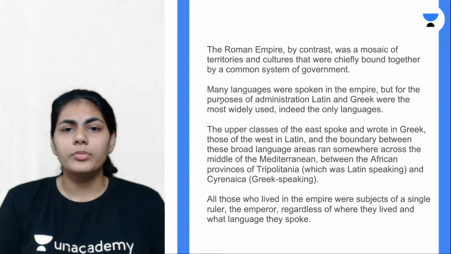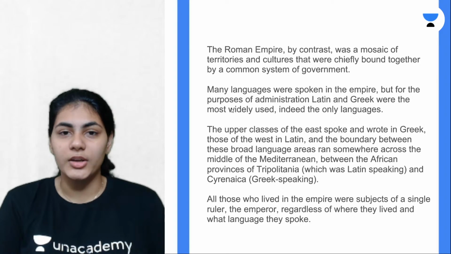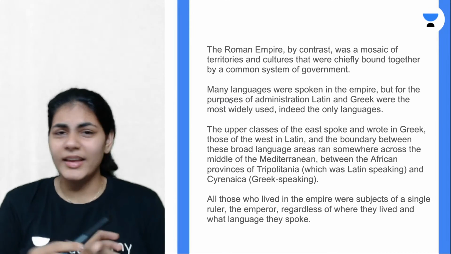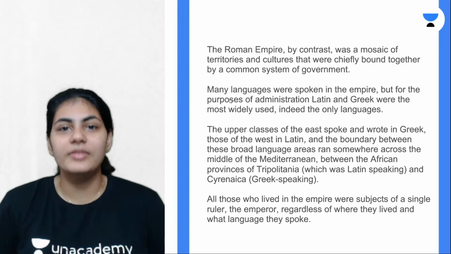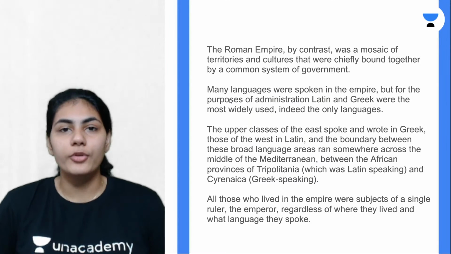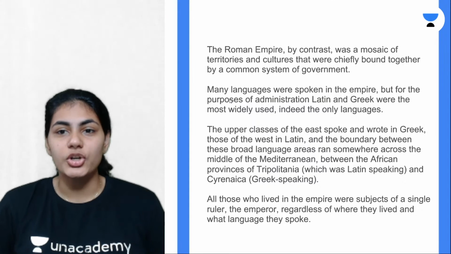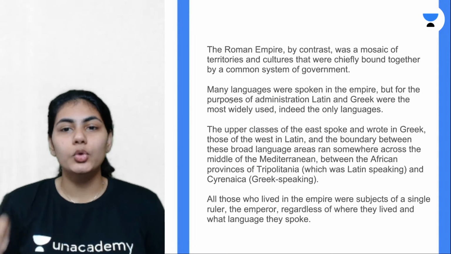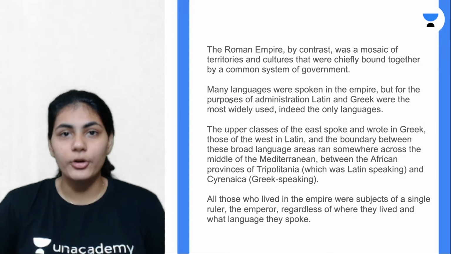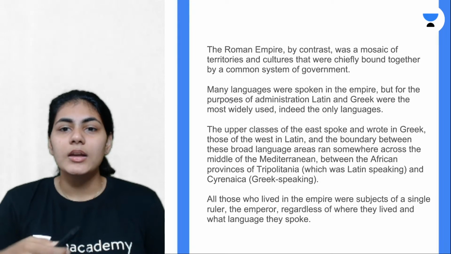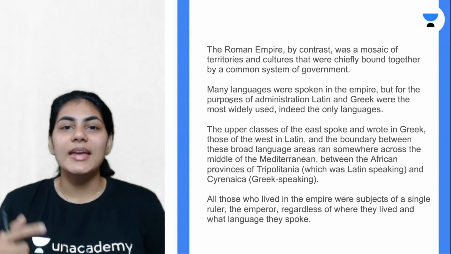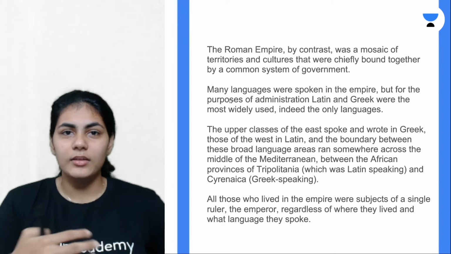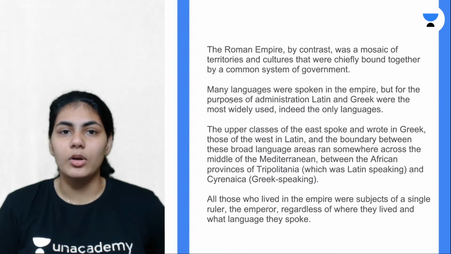Regarding what languages were spoken: as I was telling you, Spanish, Italian, Greek, Latin, English, Dutch, so many languages were prevalent in the Roman Empire, because people were from different backgrounds, with different languages and cultures. But for the sake of administrative convenience, there were only two languages which were widely used, especially in administrative affairs. Number one, it is Latin, and then there's Greek. These two are widely used for administrative purposes. But locally, in the households, various other languages were also spoken.